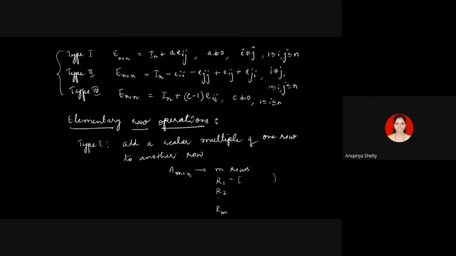In the first type of elementary row operation, what are we doing? We multiply one of these rows, say the jth row Rj, by a scalar, say a, and add it to some other row, the ith row. So it is like Ri plus a Rj. You're multiplying some row by a and adding it to the ith row. This is the idea for type 1 elementary row operation.